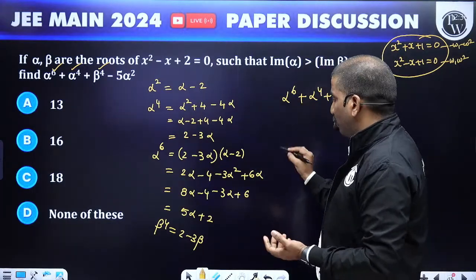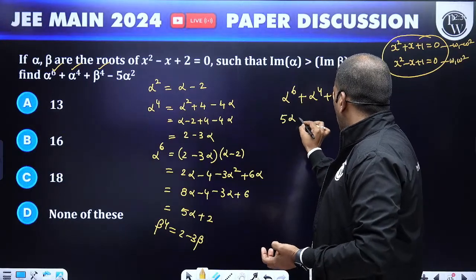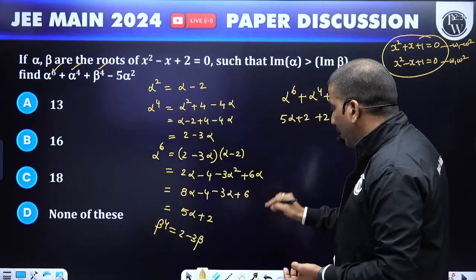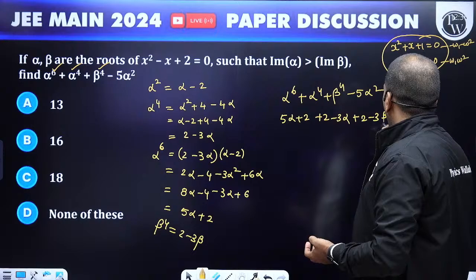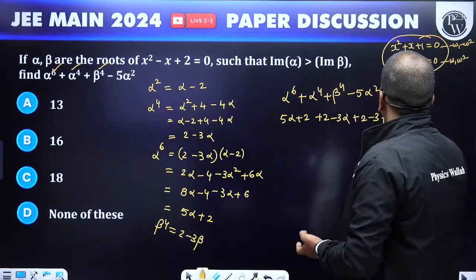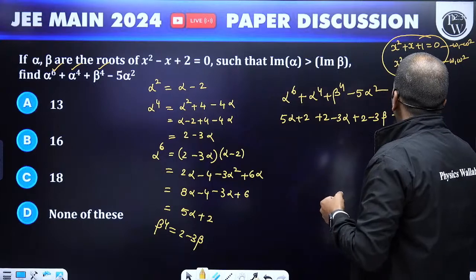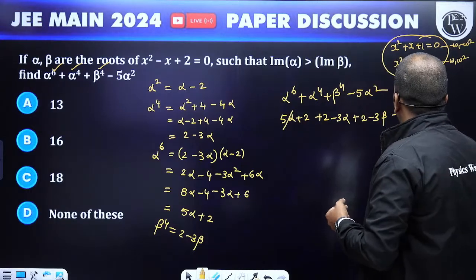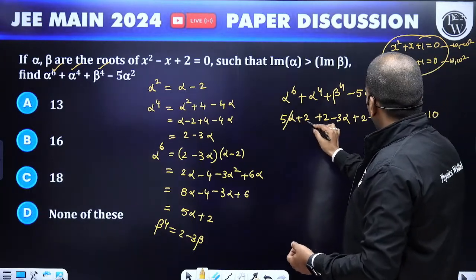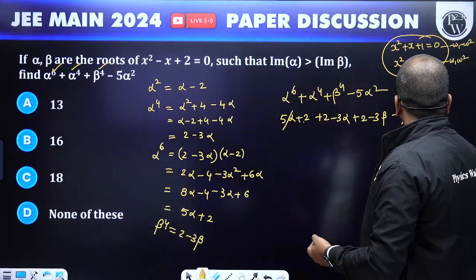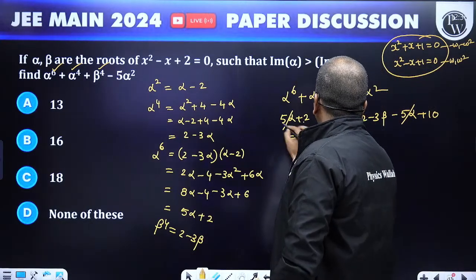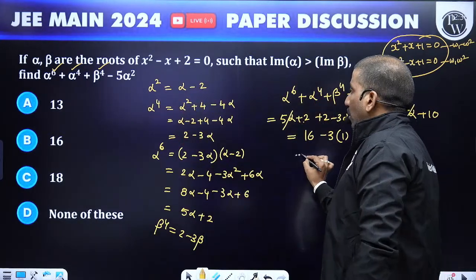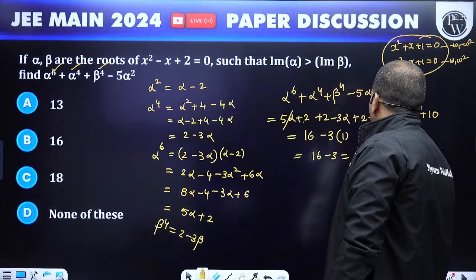So now you see the magic. Alpha power 6 is 5 alpha plus 2, alpha power 4 is 2 minus 3 alpha, beta power 4 is 2 minus 3 beta, minus 5 alpha square, which is 5 alpha minus 10. So plus 5 alpha minus 5 alpha got cancelled. So the constant part: 2 plus 2 is 4, plus 2 is 6, plus 10 is 16. 16 minus 3 times (alpha plus beta). What is alpha plus beta? Alpha plus beta is 1. Right? 16 minus 3. See how beautiful this approach is.